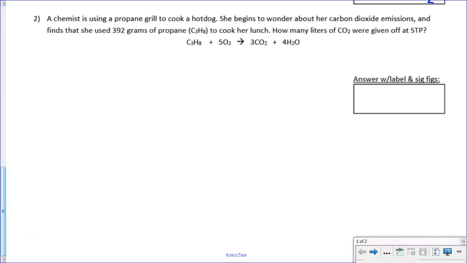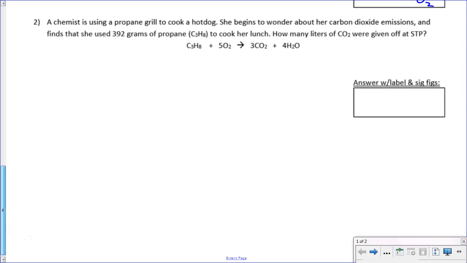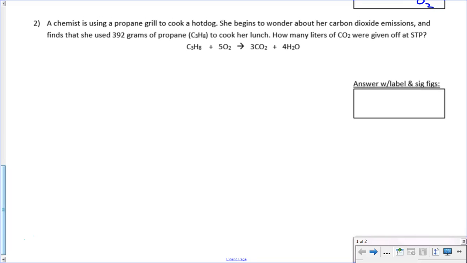All right, on to problem number 2 here. It says a chemist is using a propane grill to cook a hot dog. She begins to wonder about her carbon dioxide emissions and finds that she used 392 grams of propane to cook her lunch. She wants to know how many liters of carbon dioxide were given off by this process at STP. So in this one, we're going from grams of propane to liters of CO2.